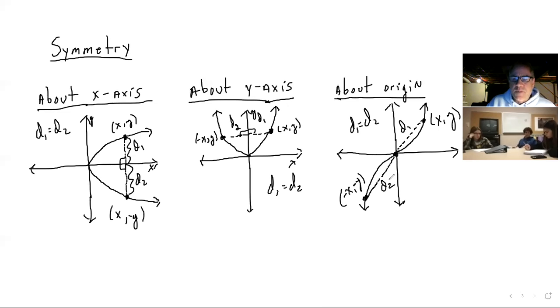Now, would it be possible for a graph to have all three simultaneously? What would that look like? Could you visualize that in your head? Have all three types? The short answer is yes, it is possible. What would it look like? What's the simplest one? Would it have a line in all four quadrants?